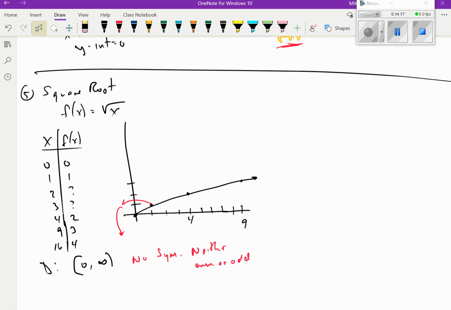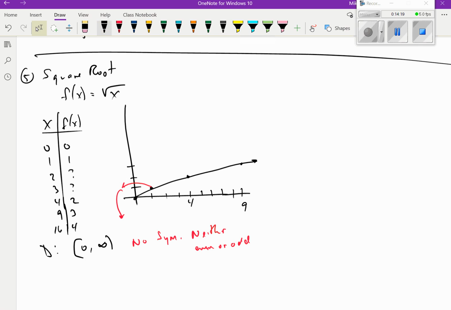So in our square root function, other items we're looking for, so we need our range. Our range looks like our y values start at 0, and then they go up from there. So in this case, our domain and range end up being the same thing. Our x-intercept is 0, and our y-intercept, in this case, is also 0.